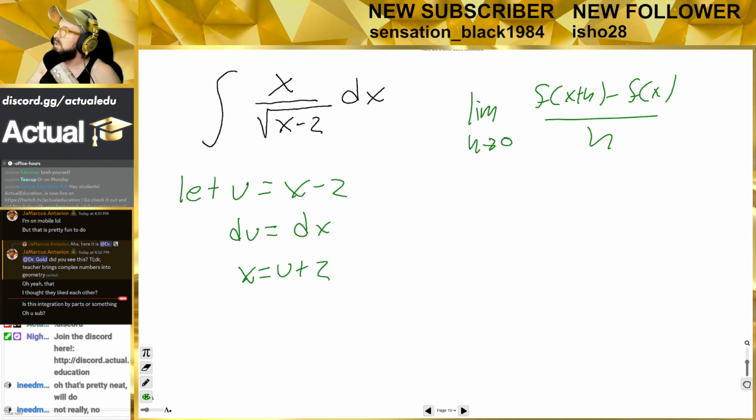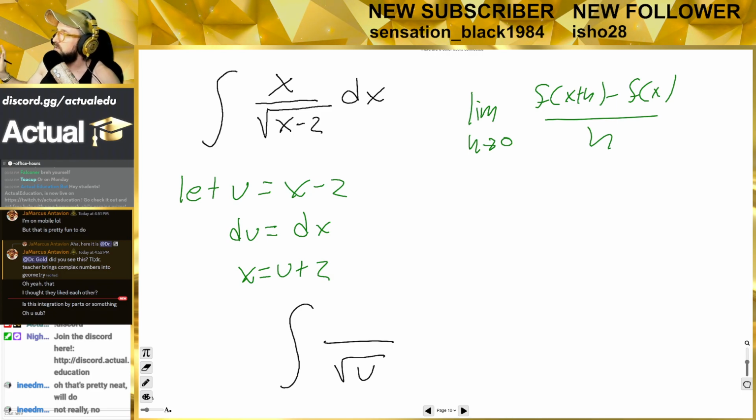Usually with u sub, you don't have to do this part, but we do here. So usually you just do this, and it turns out nice, and you're done. In this case, when I do my integral, on the bottom I'm going to have the square root of u. That's okay. But on the top here, I still have an x, and you don't want to have an x. Nope, no x's.